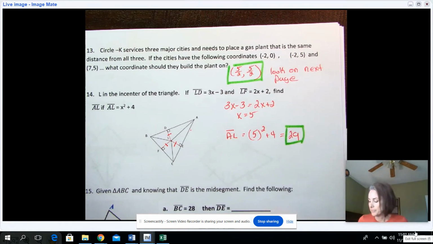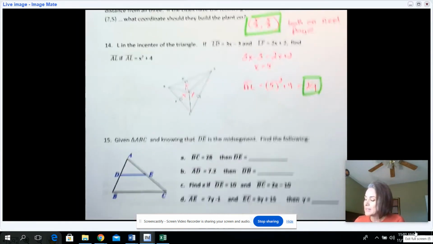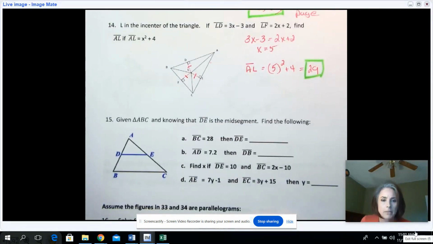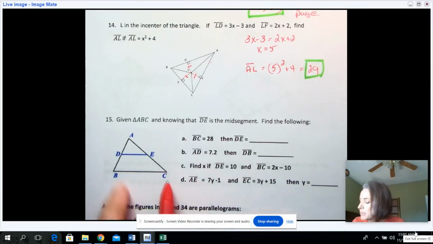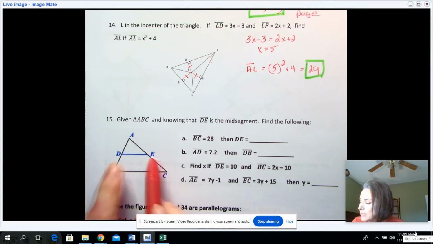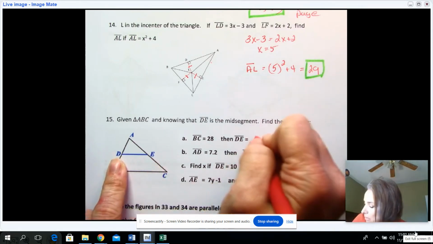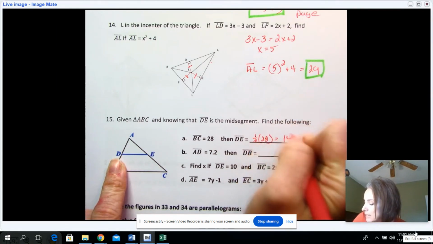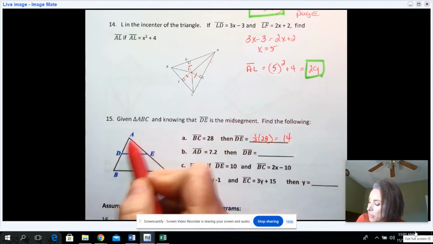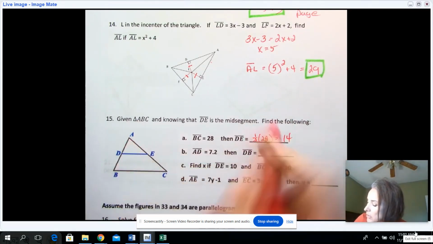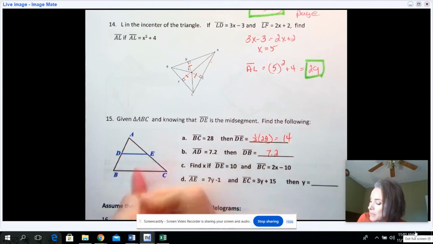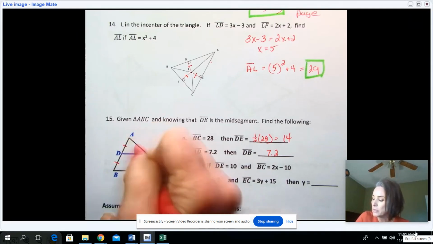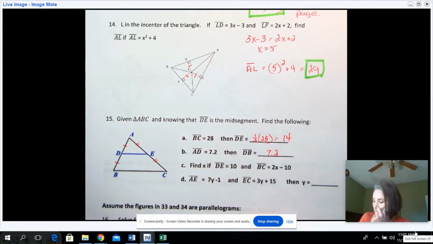So there you go. Knowing that DE is the midsegment, what's going to happen? If BC is 28, then this is half of 28. So half of 28 would be 14. If AD is 7.2, then DB also has to be 7.2, because if this is the midsegment, it's formed from the midpoints. So this would be congruent to this one. This would be congruent to this one.